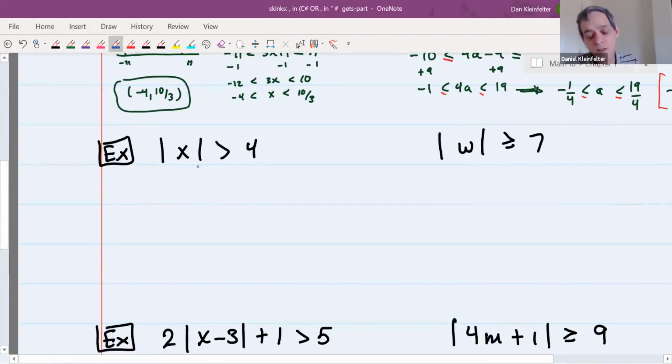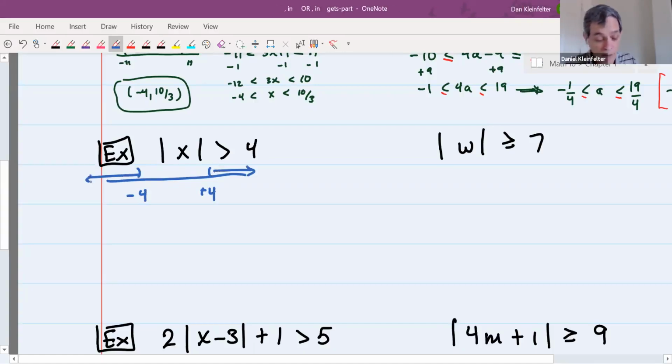Here we have the absolute value of x is bigger than 4. So again, for this one, I don't know where x is, but I know its distance from 0 has to be more than something. So it has to be more than 4. That means that x has to be either over here, less than negative 4, or over here, greater than positive 4. So we're going to have 2 separate, or what's called disjoint, intervals for this. We'll have negative infinity up to negative 4, and then for the second interval, we'll have 4 up to positive infinity.